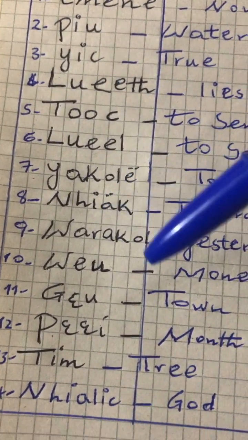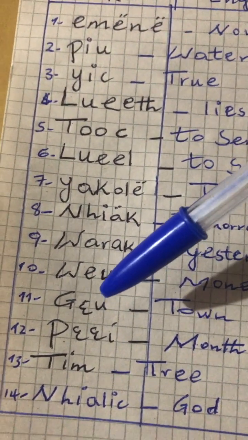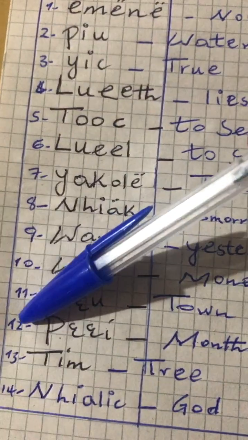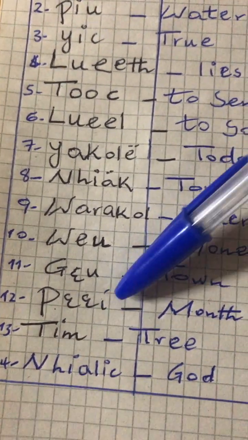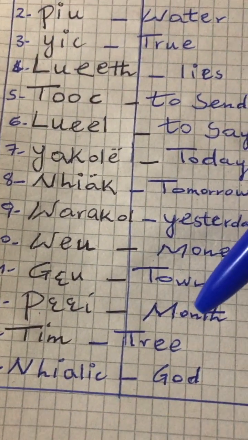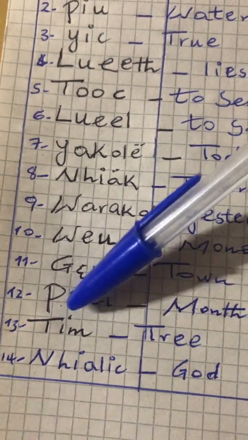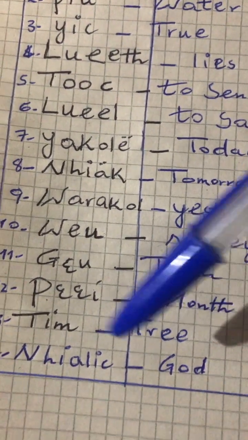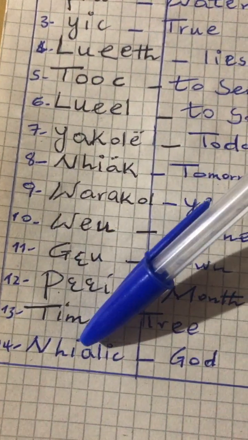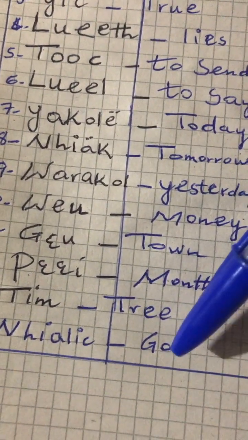Gendi chol awul. Gendi chol nyumlel means awul town or nyumlel town. Number 12, pay. Pay means mom. Mom. Number 13, team. Team means tree. Tree. Number 14, knowledge. Knowledge means God.